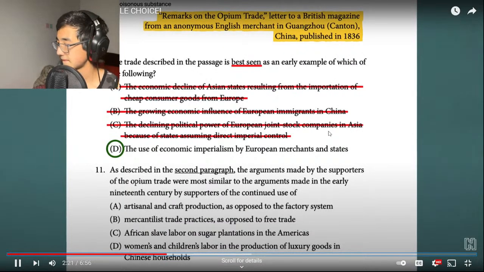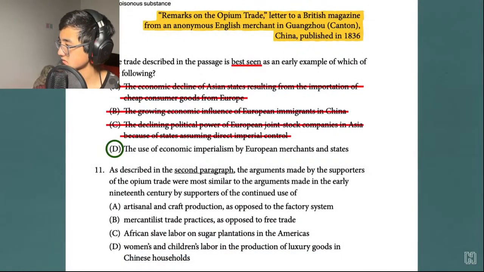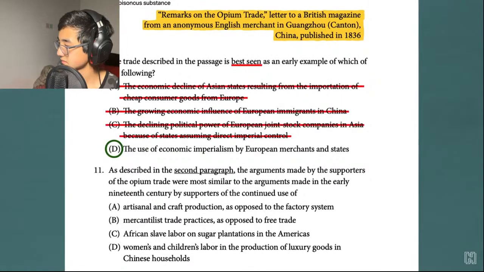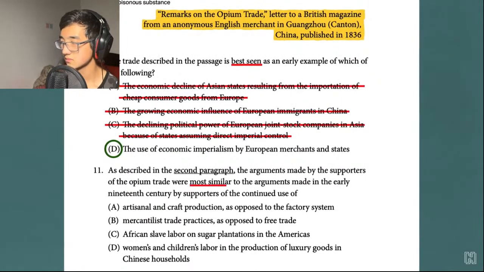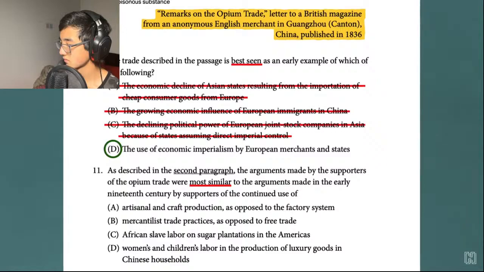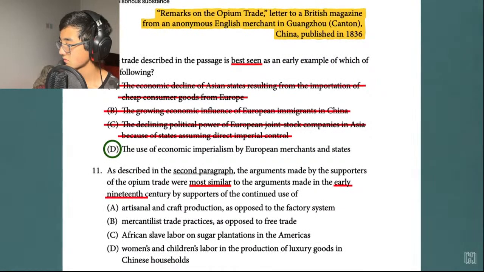In the early 19th century by supporters of the continued use of, hold on. Okay, we're talking about the second paragraph. I'm going to underline most similar because it's the same kind of thing that we saw in the last question, and I'm going to underline the time period, early 19th century. In a healthy amount of cases, the answers that you find in these questions are going to be wrong precisely because they are outside the time period that they're asking about. I said that before. I underline the time period to make sure I have it in my mind.